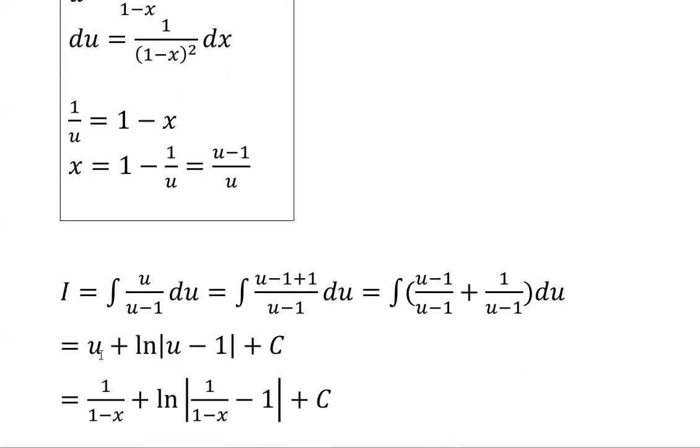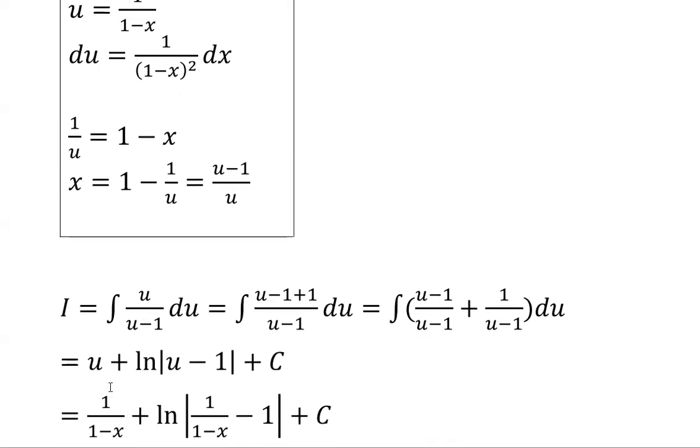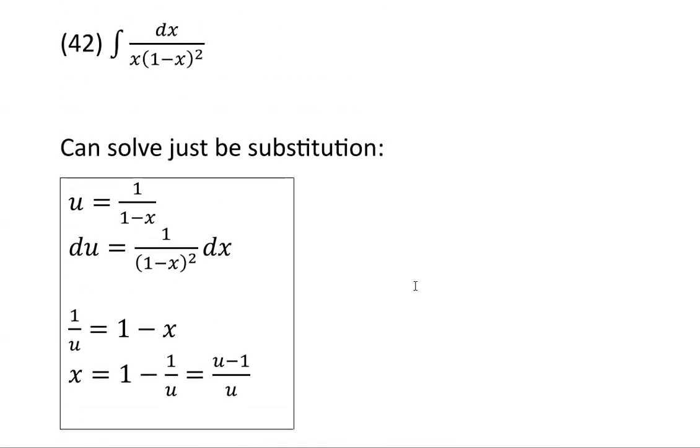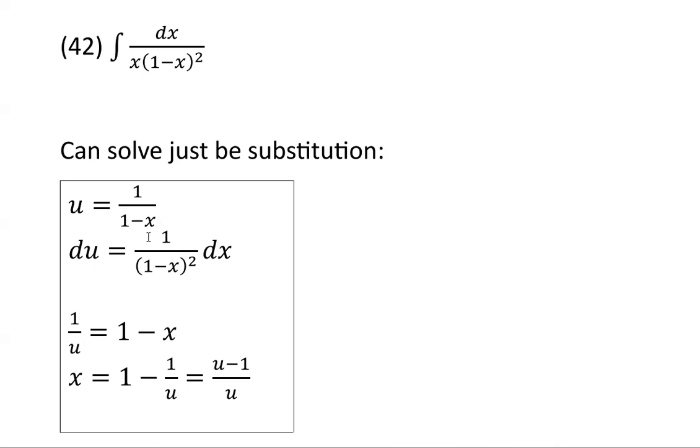And then we back substitute. What was u again? u is 1 over 1 minus x. So back substitute it there, and that's my final answer. So here, if you were able to see the substitution right away, great. Otherwise, let's go down the list of techniques.